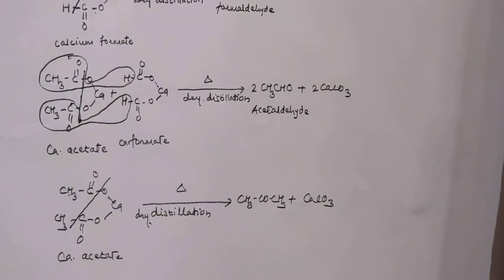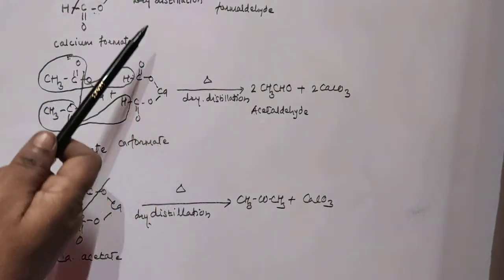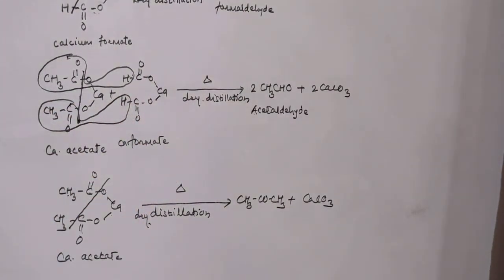In the calcium salt of fatty acid method, the heating is very important. For this there is a half mark. For reaction conditions there is a half mark. If heating is not there, you will lose your marks. So be careful while writing the reaction along with the product. Heating is very important, because dry distillation is nothing but the decomposition of the compound by heating in absence of air.